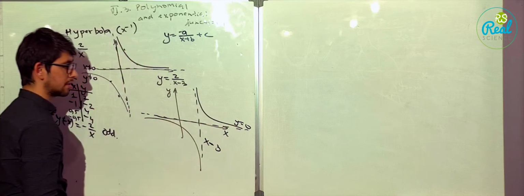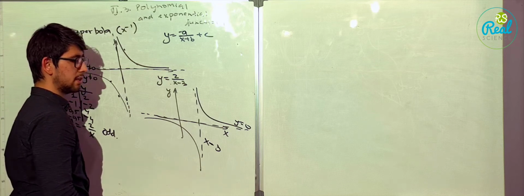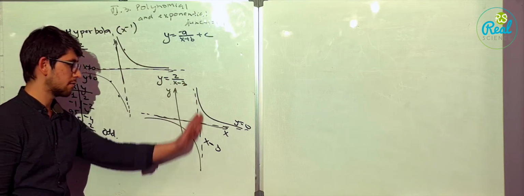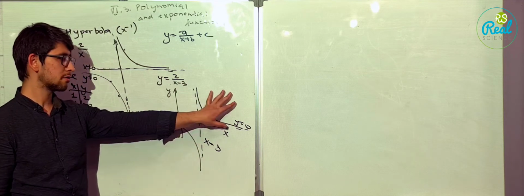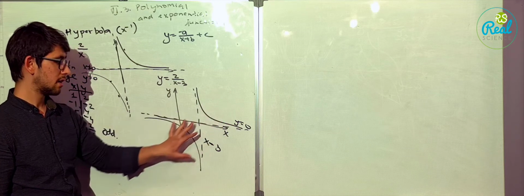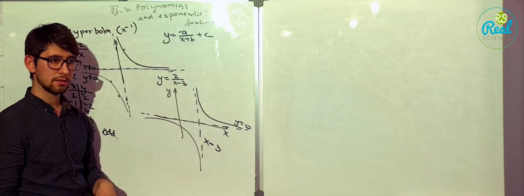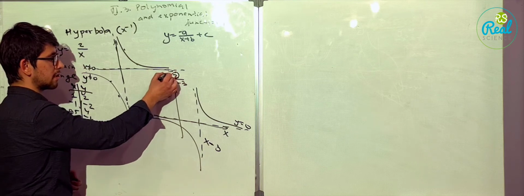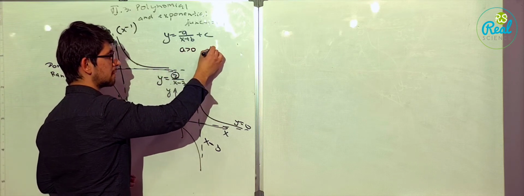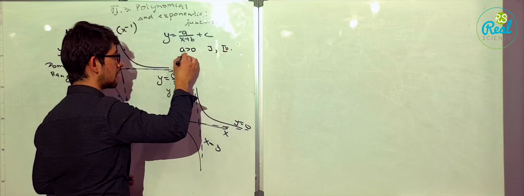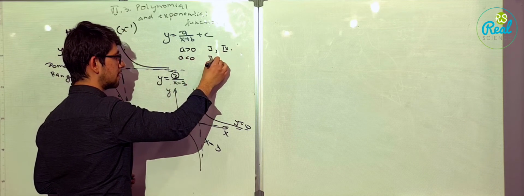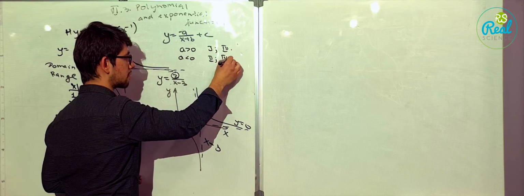Yes? So, will it always lie, if you are drawing your asymptote, will it lie on the first quadrant of your asymptote? And the third one always? No. It depends on A, right? If your A is positive, it will lie on the first and third quadrant. If your A is negative, it will lie on the second and fourth quadrant, right?